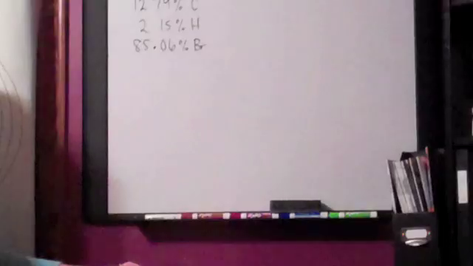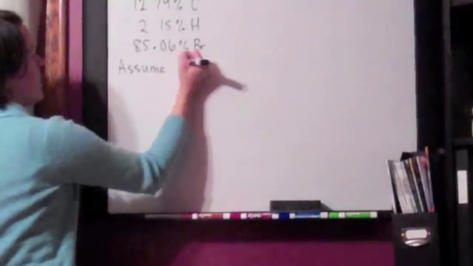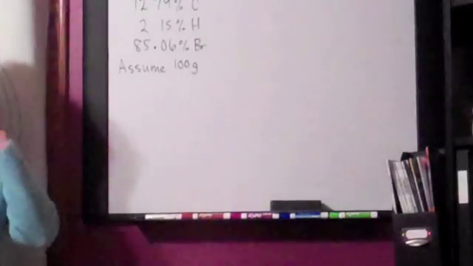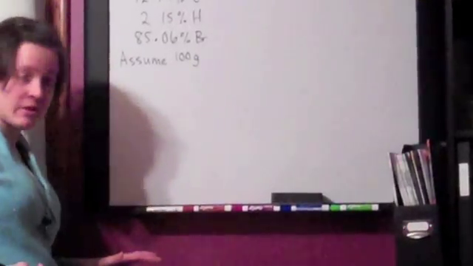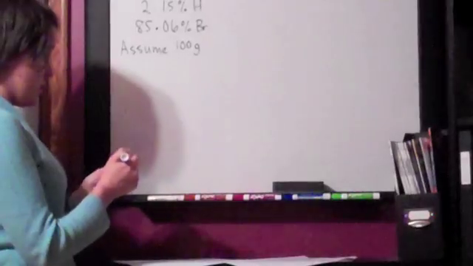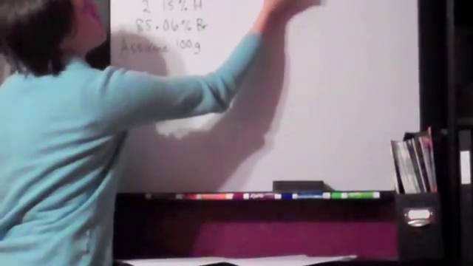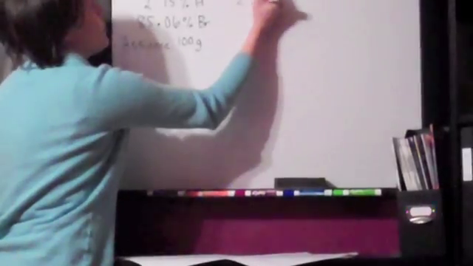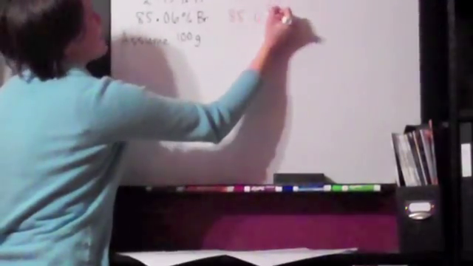Well, we remember that the first thing we need to do is assume that we have 100 grams to figure out the empirical formula. That's going to make life much easier. So the first part of the problem is determine the empirical, then we're going to figure out the molecular. So if I make these into grams, next step, I have 12.79 grams of carbon, 2.15 grams of hydrogen, and 85.06 grams of bromine. Well, now I need to convert those to moles.